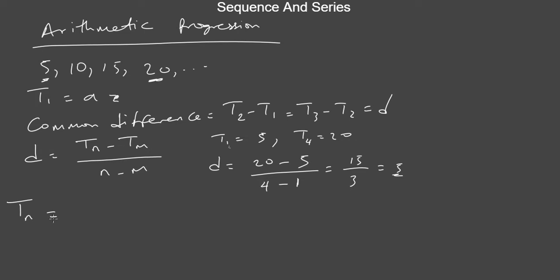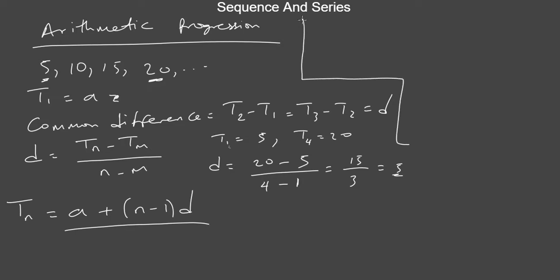Okay, so what about Tn? What is the nth term, given you know your first term and you know your common difference? The formula is given as a plus (n minus 1)d. So this is the formula for calculating the nth term of an arithmetic progression. Okay, so let's talk about the series. So this is for the sequence.